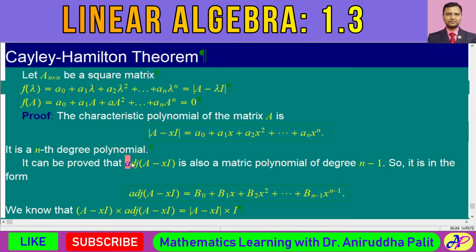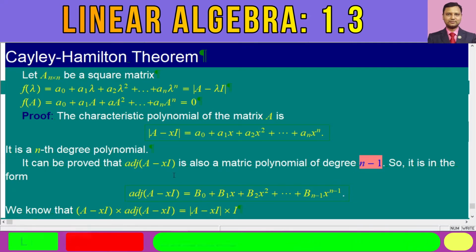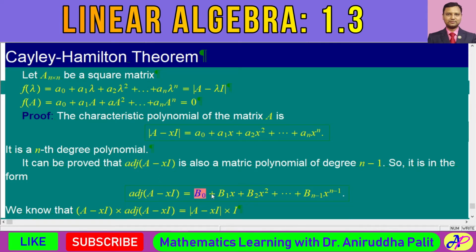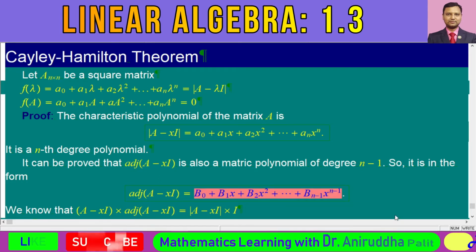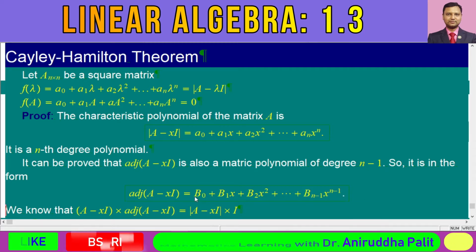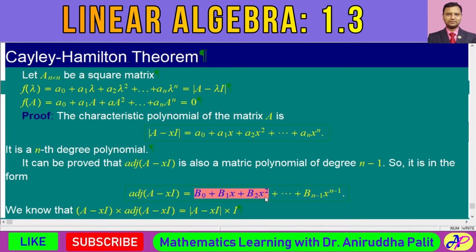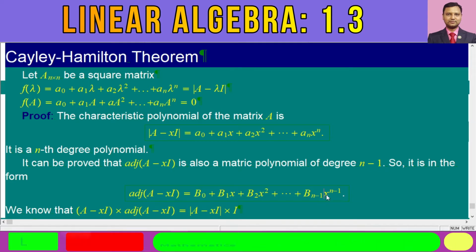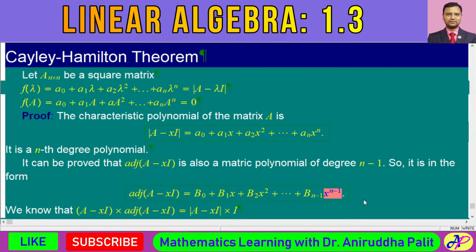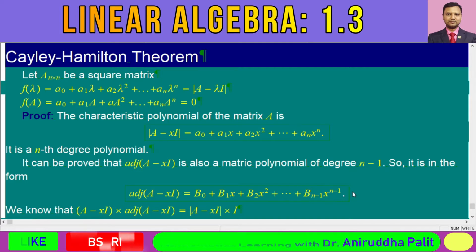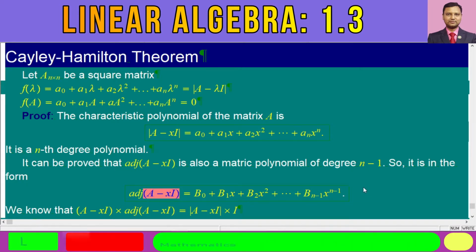It can be shown that the adjoint of this matrix A minus x into I is also a matrix polynomial of degree n minus 1. As it's a matrix polynomial of degree n minus 1, this expression can be written in terms of a matrix polynomial like this. We suppose that B0 plus B1x plus B2x squared up to, you see, the degree is n minus 1. So we are taking the term up to x to the power of n minus 1, with coefficient B(n minus 1). Alright. So this is the adjoint of the matrix A minus x into I.